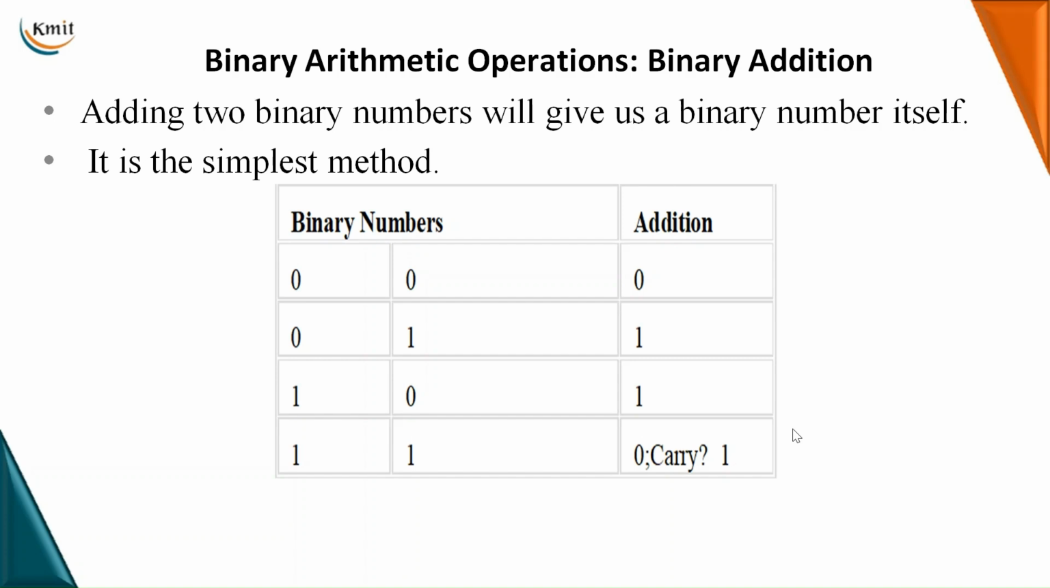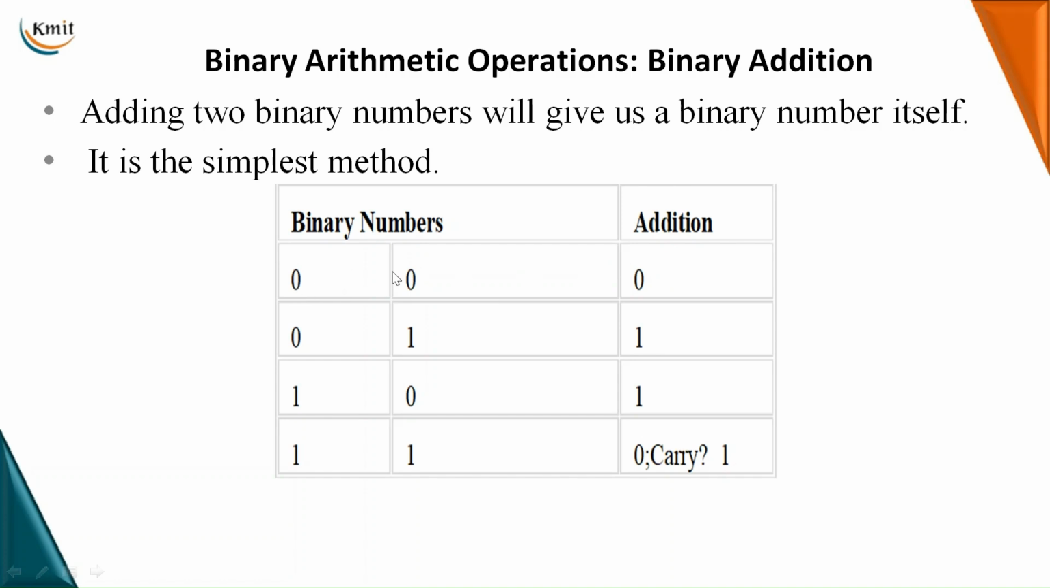Binary addition involves adding two binary numbers and the result itself is a binary number. It is one of the simplest types of arithmetic operation that can be performed. If you look at the table for the addition operation, there are four possibilities. Consider operand A: for each bit of your operand you perform an addition. This is your first operand, this is your second operand, and this is your result.